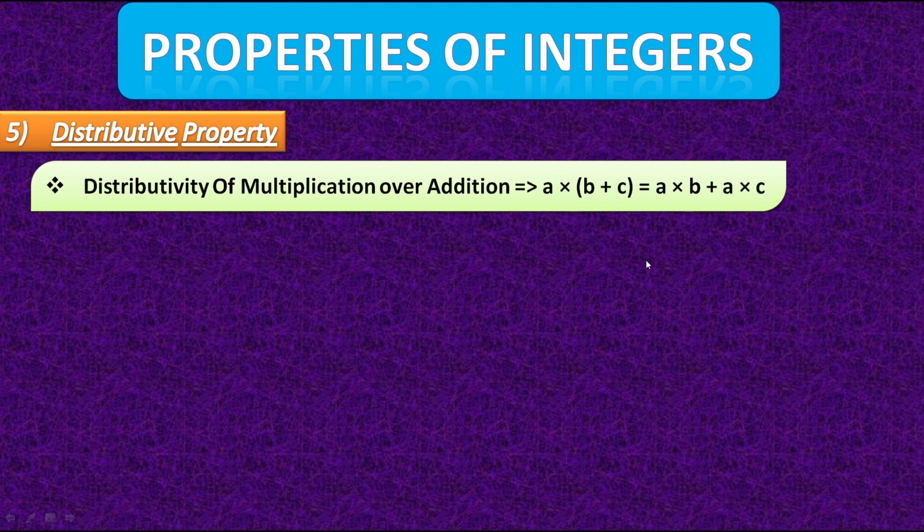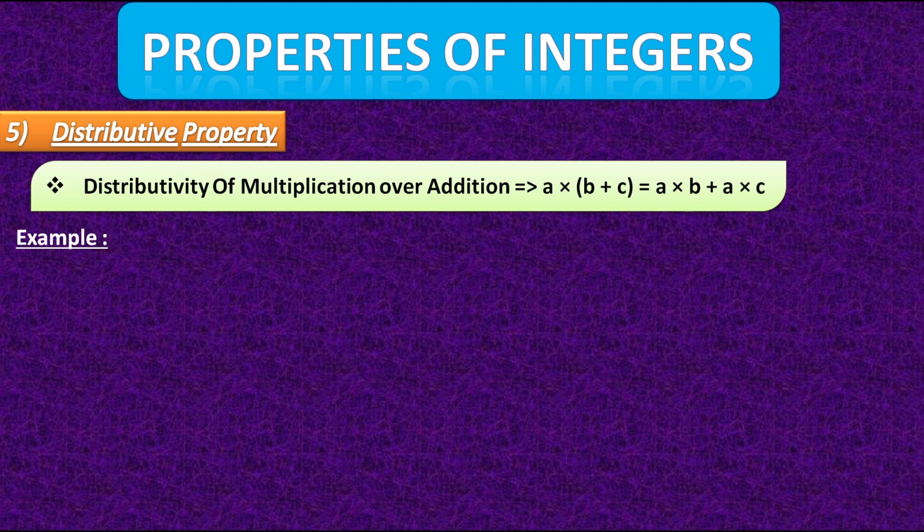If we have three integers and we have to multiply one integer with the sum of the other two integers, then we can directly multiply that integer with the answer of that addition, or else we can multiply individually and then add, and we will get the same answer. You can understand this with the help of an example.